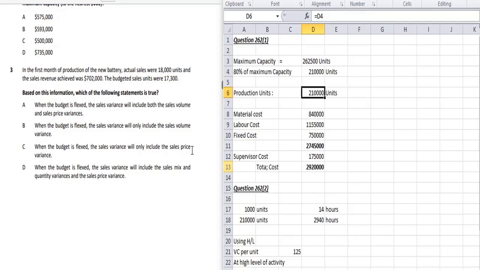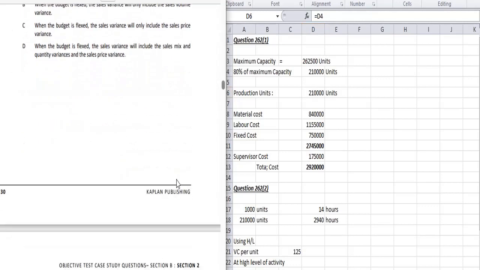While flexing the budget, we use the actual units, the actual sales units, and we flex only the cost of whatever has been incurred according to the actual sales units. That's why the volume variance will be 0 and the only variance which will arise is the price variance.